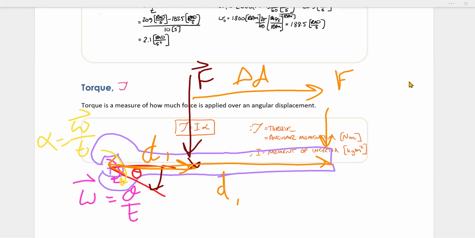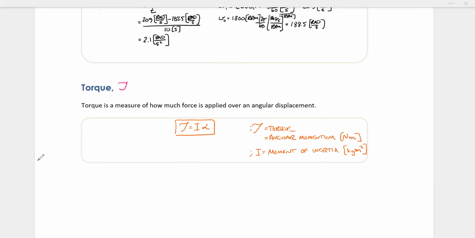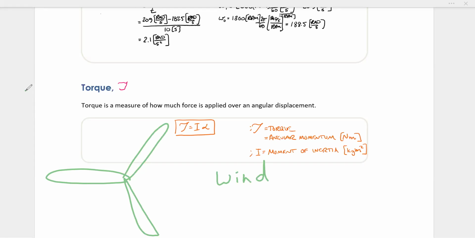But now I need to turn that into an application of a wind turbine. So let's look at torque from the perspective of a wind turbine. Well, that's a completely different thing. So now from the perspective of a wind turbine, this doesn't look the same.